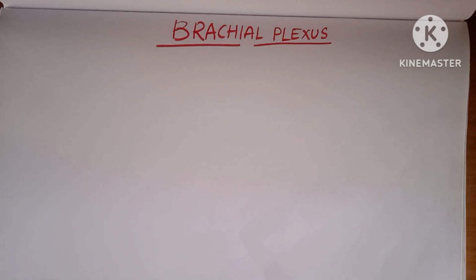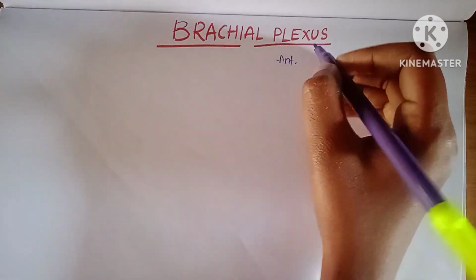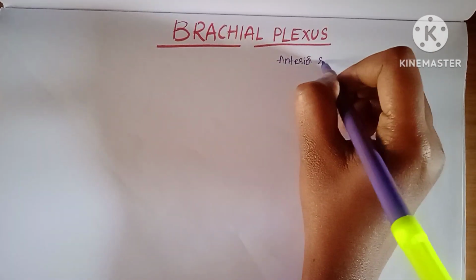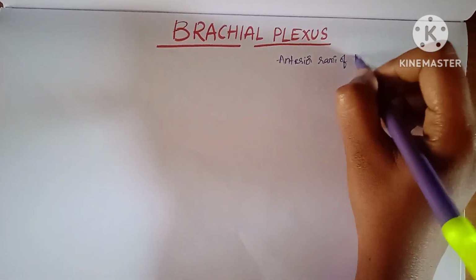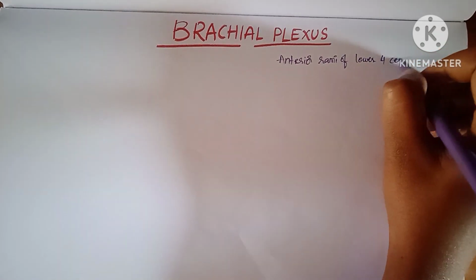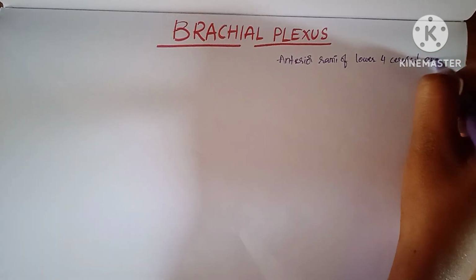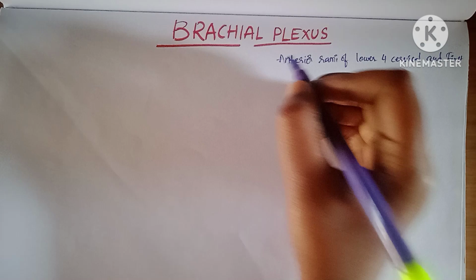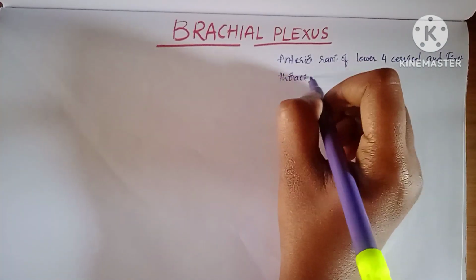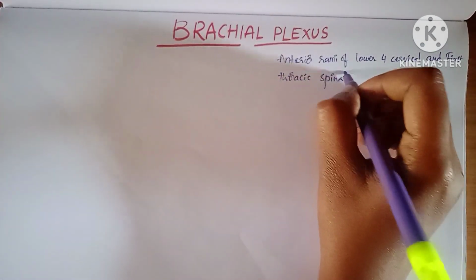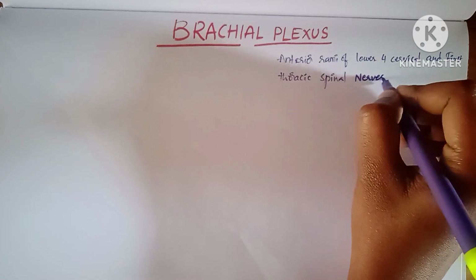Brachial plexus. In this video, we are going to learn about how they are formed, what are the components, drawing of brachial plexus in a simple way, and the mnemonic for the nerves coming from the cords. Brachial plexus are derived from the anterior rami of lower four cervical and first thoracic spinal nerves.